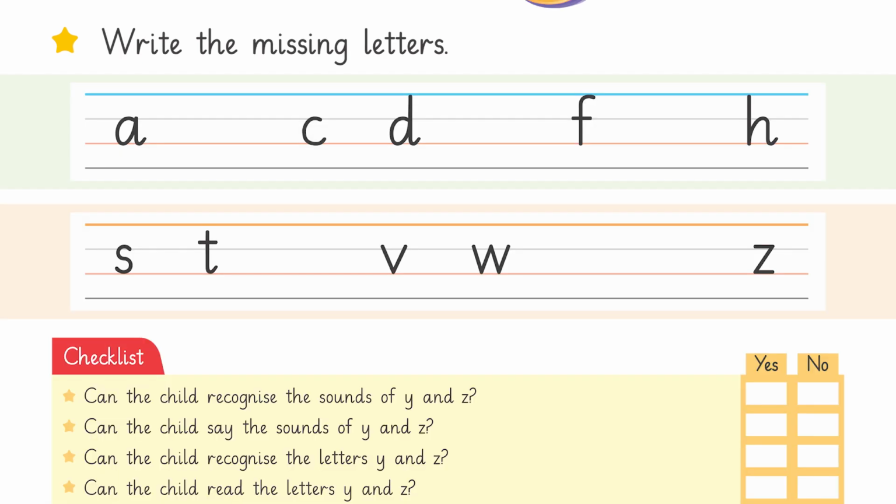Now, as you know, my dear kids, we are done with all the letters. Here you are going to write the missing letters. Some letters are over here and just write the missing ones. A, then B is missing. C, D, then E is missing, and so on.